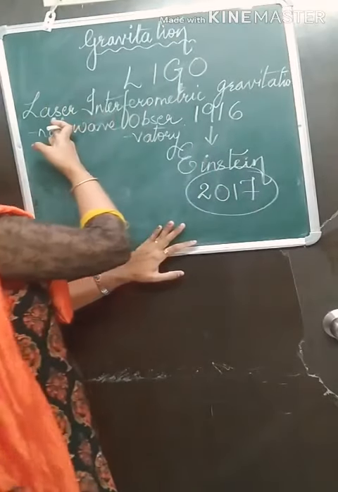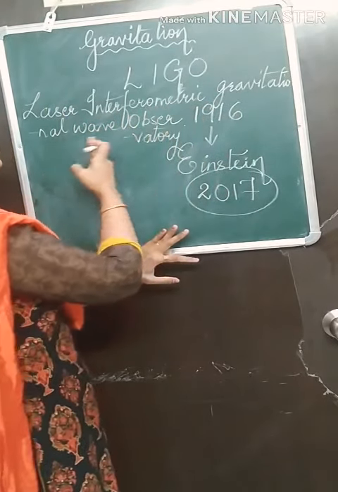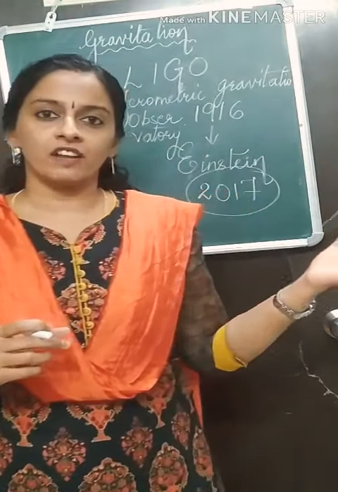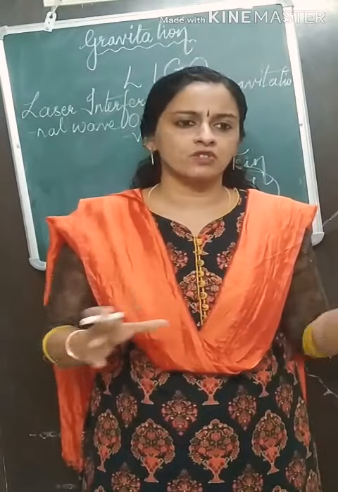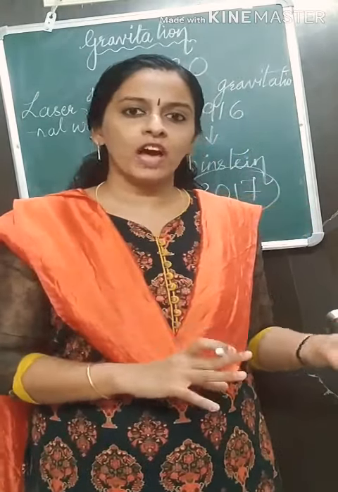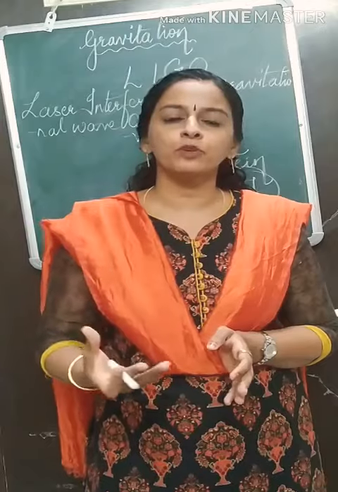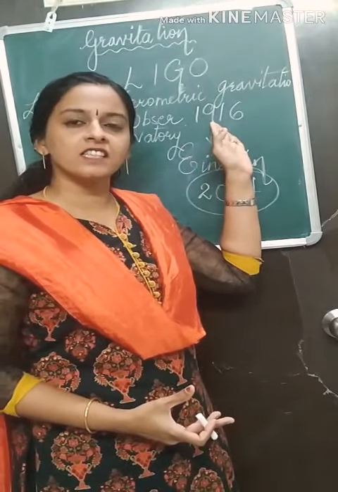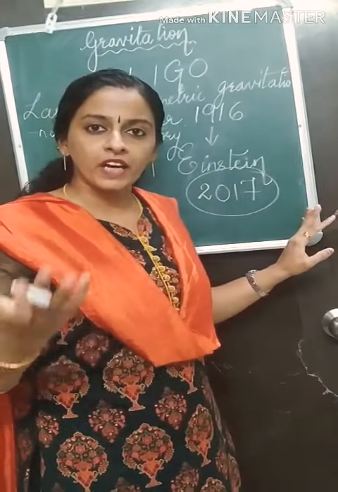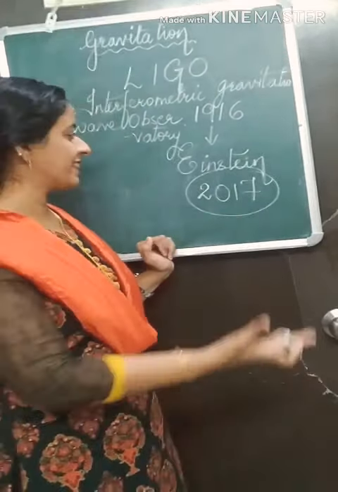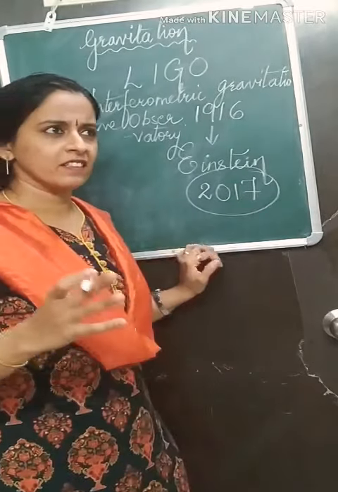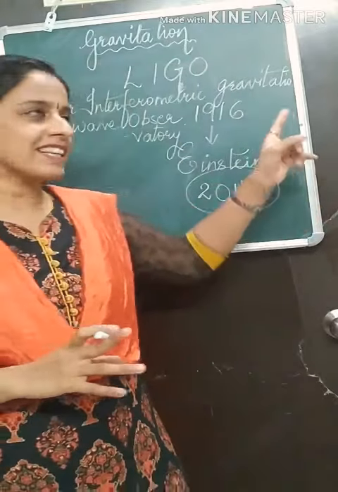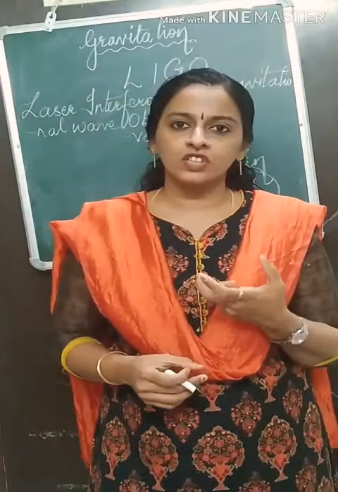Now LIGO is nothing but Laser Interferometric Gravitational Wave Observatory. To detect the gravitational wave, we humans constructed an instrument on the earth, and through that we came to know that the prediction done by Einstein in the year 1916 was proved correct almost 100 years later, in the year 2017, in the month of September, on the 15th, I think. So on that day, LIGO detected the gravitational waves.